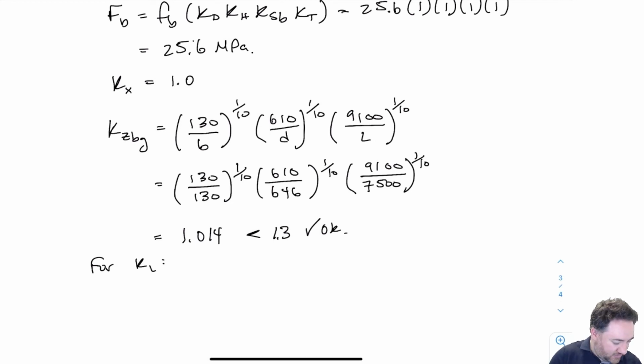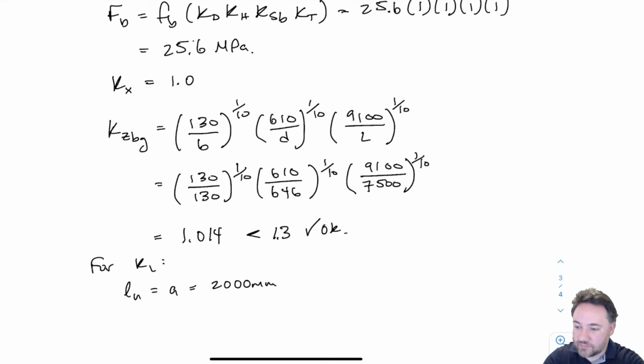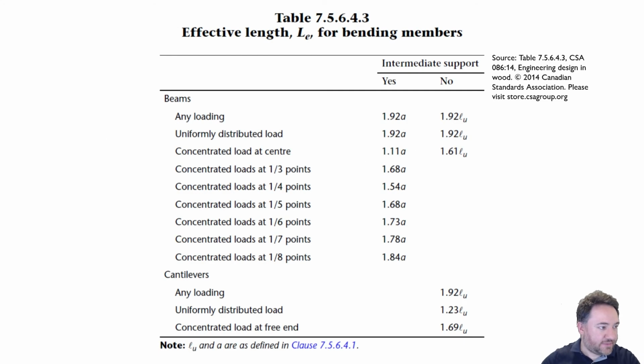So that is going to be LU here, which for when we have purlins, it's the purlin spacing, and that is called A, and that for us is 2000 millimeters. Okay, now we need to calculate our LE, which we get from a table, which you will recall looks like this.